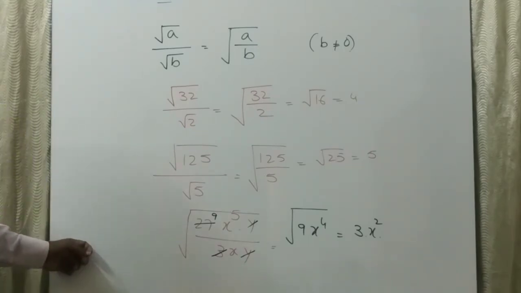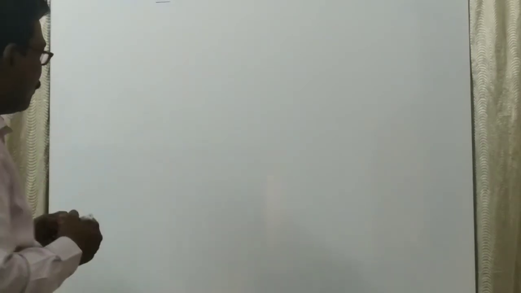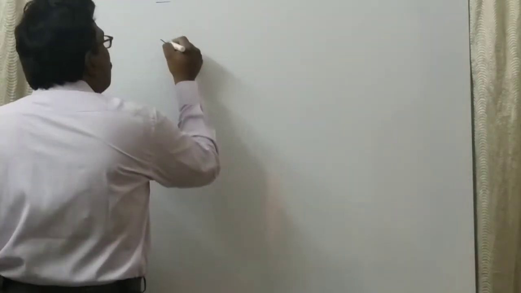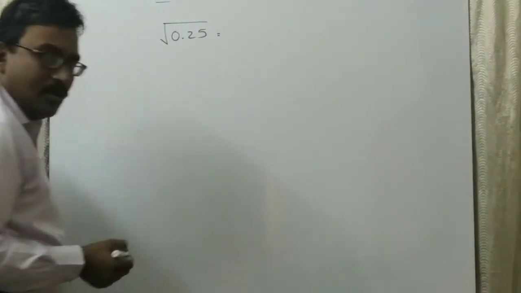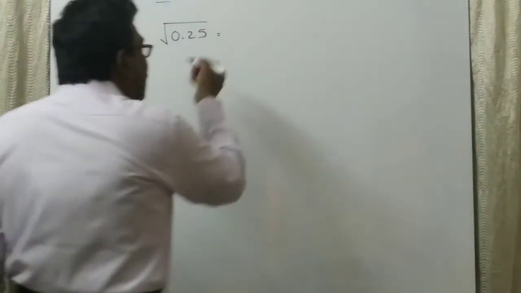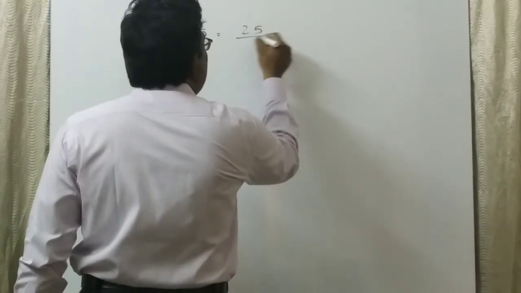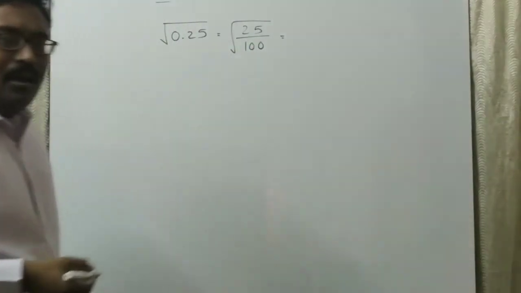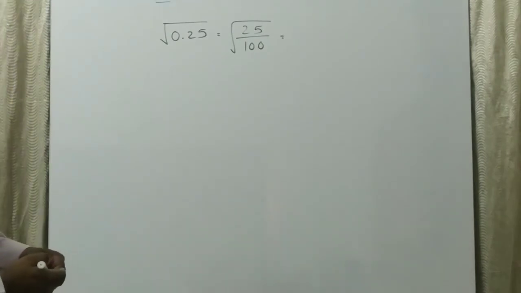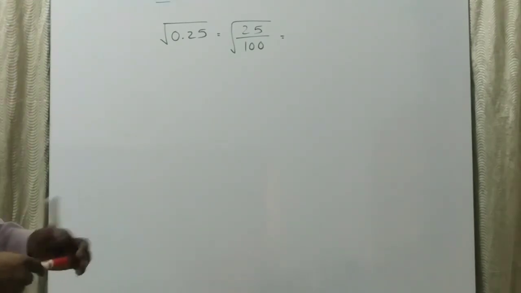Now we will go to the next property. Now we will go to decimals. Suppose root of 0.25. This can be written as 25 by 100, root of 25 by 100. We can do this sum in two different methods from here.